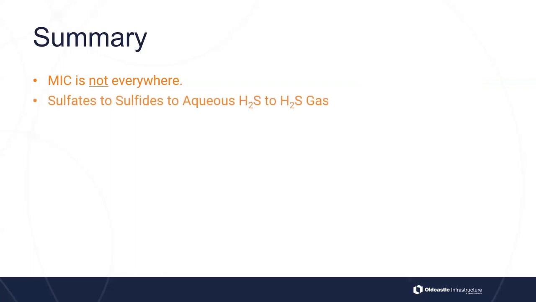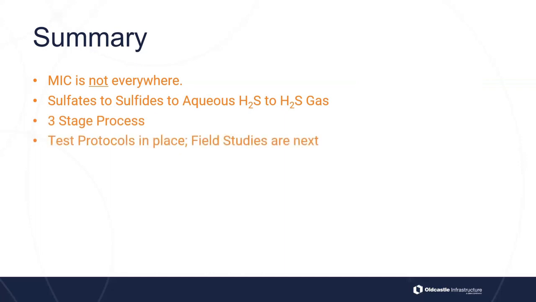So in summary, MIC is not everywhere. It is not rampant. That is a myth. It doesn't happen all the time. Sulfates to sulfides to aqueous H2S to H2S gas, that is the process. We take the sulfates, they're converted to sulfides. Those are converted to aqueous hydrogen sulfide, which is then converted to hydrogen sulfide gas. We know that it's a 3-stage process, and there are test protocols in place. So we now have the test protocols to test these in a lab.